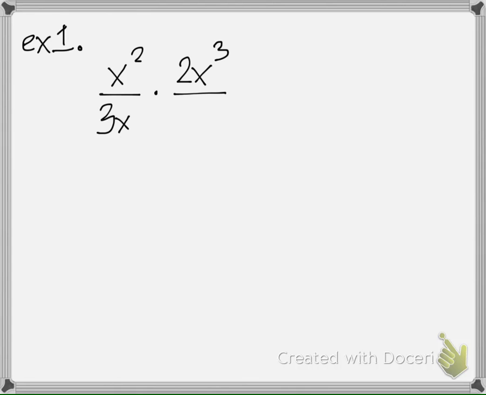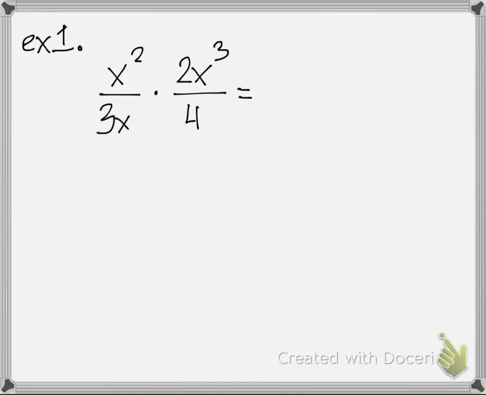Okay, here goes example number 1. Let's start off with just rational expressions that have monomials in them. So let's take x squared over 3x. I'm going to multiply that by 2x to the third over 4.